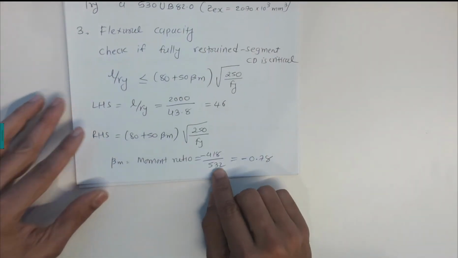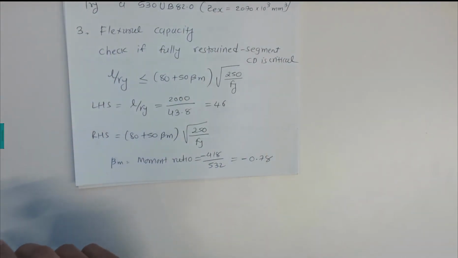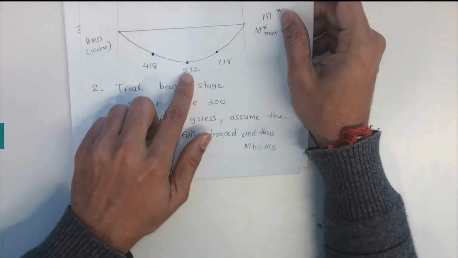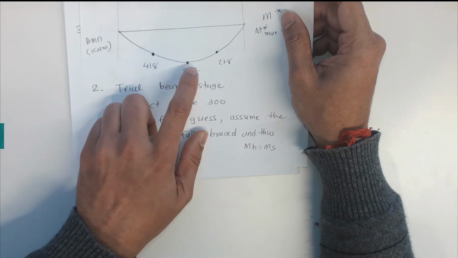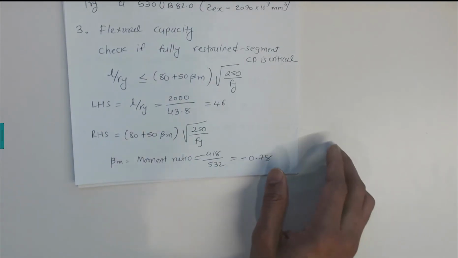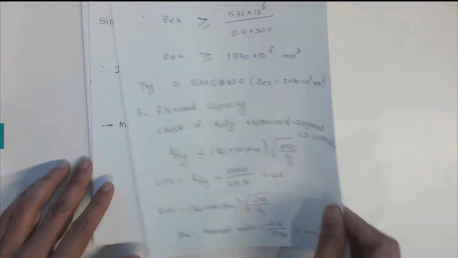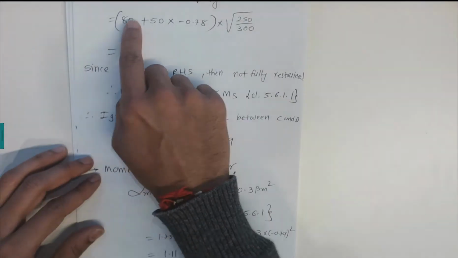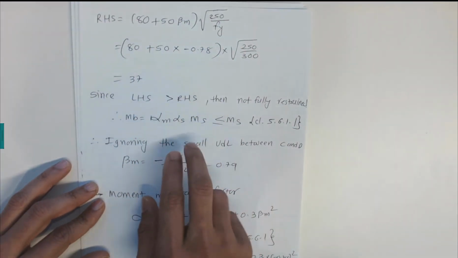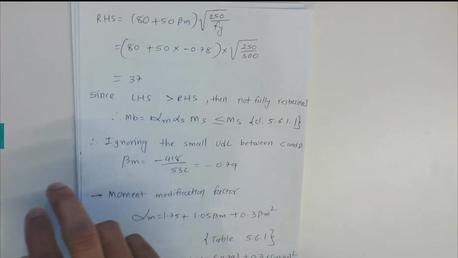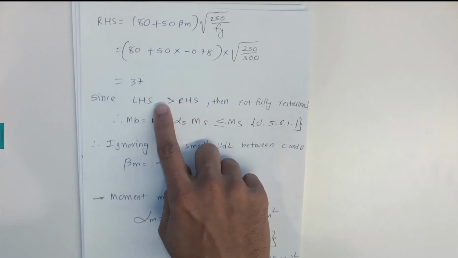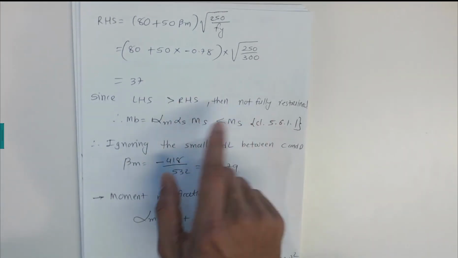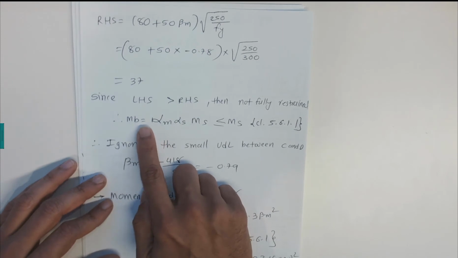So 418 over 530. If you check these segments, 418 and 530, the minimum is 418 over 530, single curvature, so it's negative, and the beta m ratio is minus 0.48. Substituting all the values into the right hand side gives us 38.37. So we compare the left hand side and right hand side values. The left hand side is 46, which is greater than the right hand side, so the beam is not fully restrained, and we need to calculate the member capacity φ alpha m, alpha s, Ms.